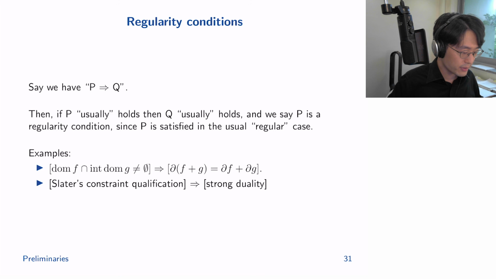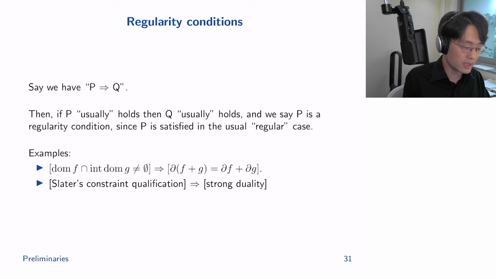As an example, in the previous third subgradient identity, we require that the domain of f intersects with the interior of the domain of g. And this does not always hold. We can certainly construct examples for which this fails to hold. But this does hold in many situations. So we consider it to be a regularity condition. This condition usually holds, and therefore this identity also usually holds.